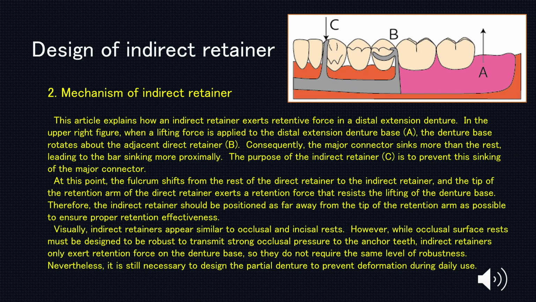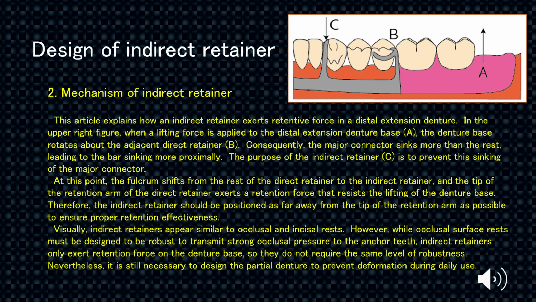B. Consequently, the major connector sinks more than the rest, leading to the bar sinking more proximally. The purpose of the indirect retainer, C, is to prevent this sinking of the major connector.